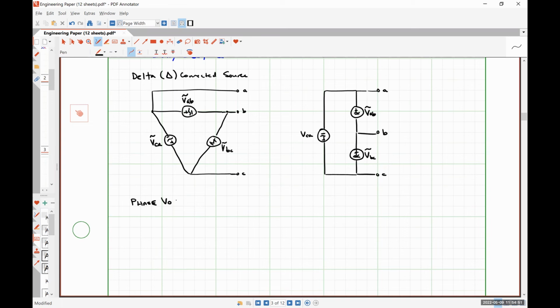The definitions for phase voltages and line voltages will not change. So all I want us to do here is identify our phase voltage. Remembering that a phase voltage is simply the voltage drop over each source in our system. So what should my phase voltages be? Exactly right, VAB, VBC, and VCA.